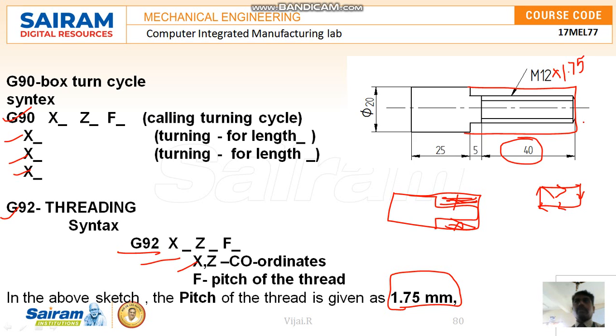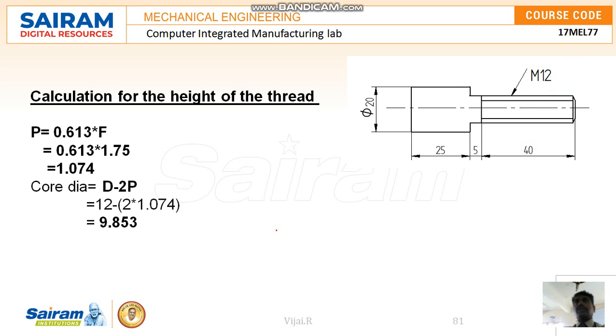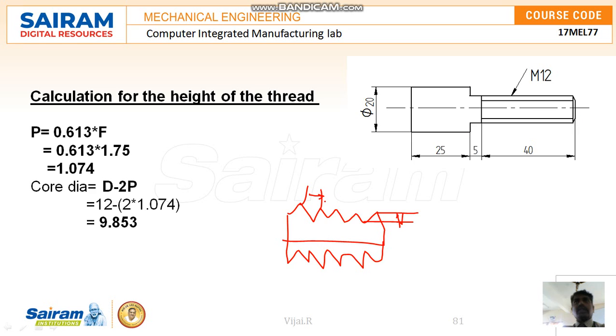Let me calculate this. What is the height of the thread? Any thread, we know, looks like this. For this thread we have to calculate the height. Pitch is the distance between the same points of two consecutive similar threads; we call it the pitch. Once we know the pitch, we can calculate the value. So, the calculation of the height of the thread here.